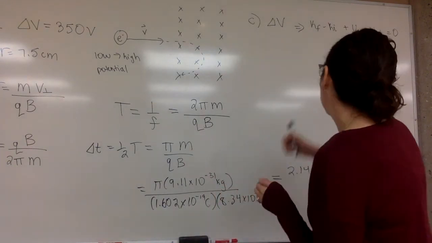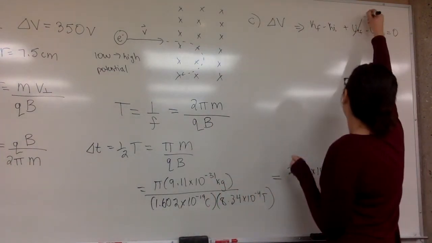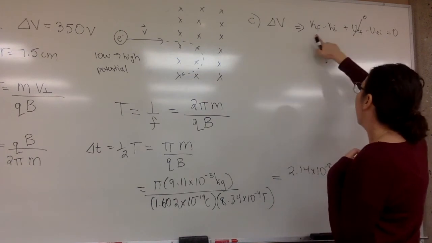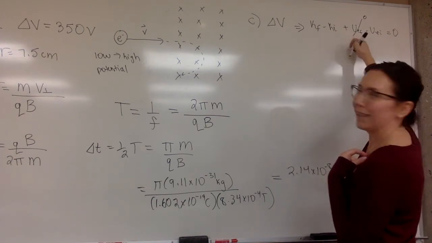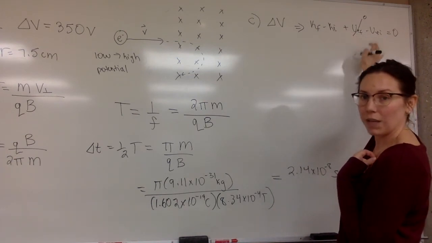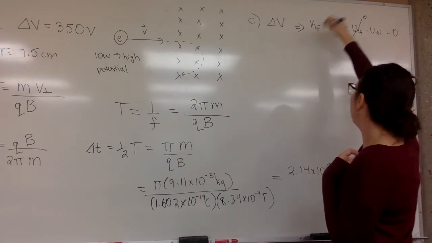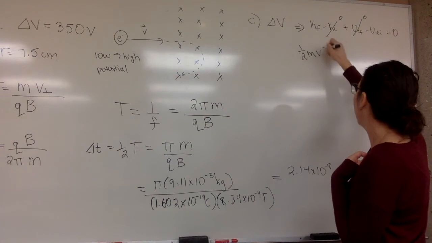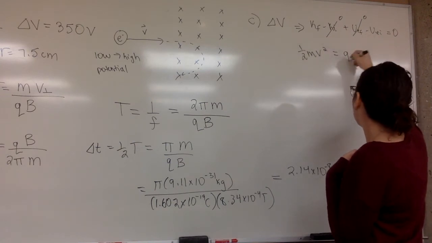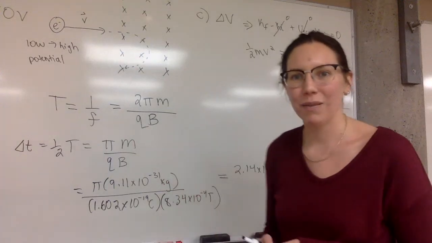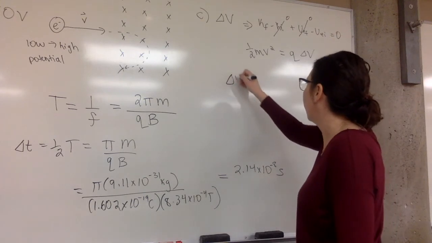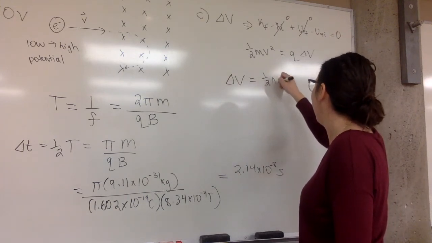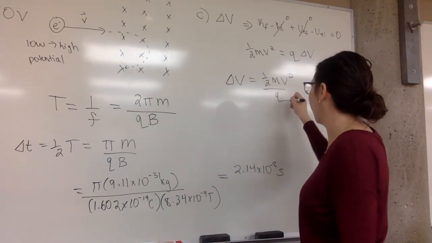So now it's going to start with a high voltage, end up with 0, and this is electric potential energy, which is QV, and then it will also start from rest. So we'll have 1/2 mv squared equals Q delta V. Here we're solving for the potential difference. So delta V equals 1/2 mv squared over Q.